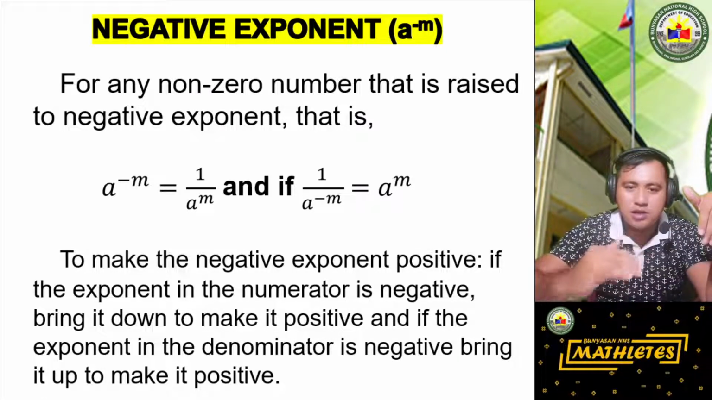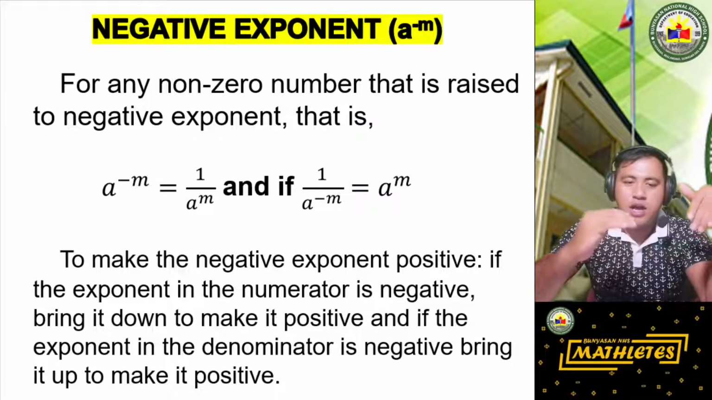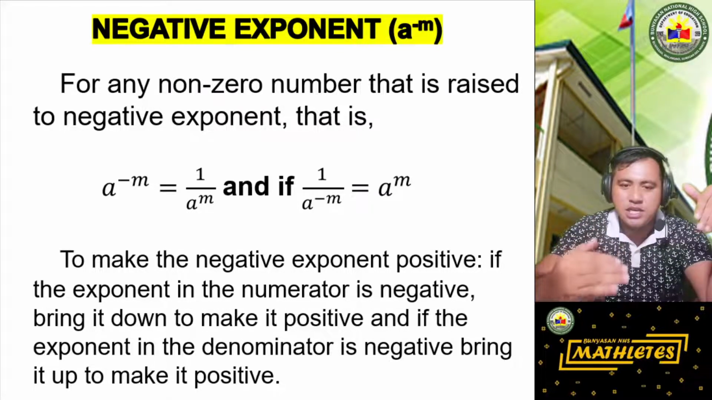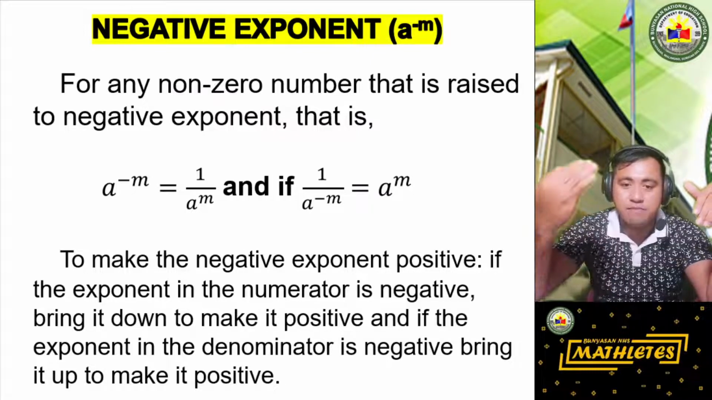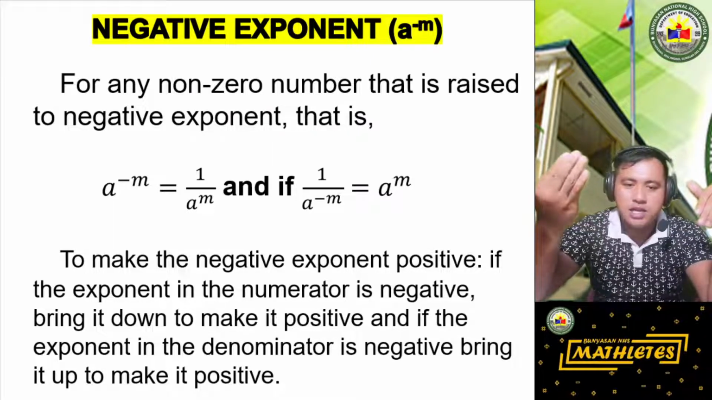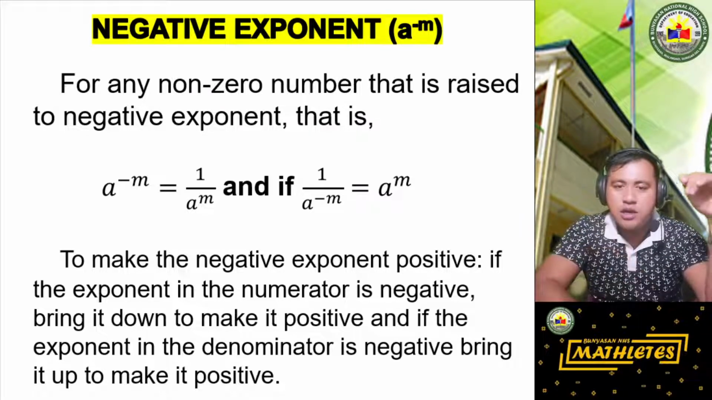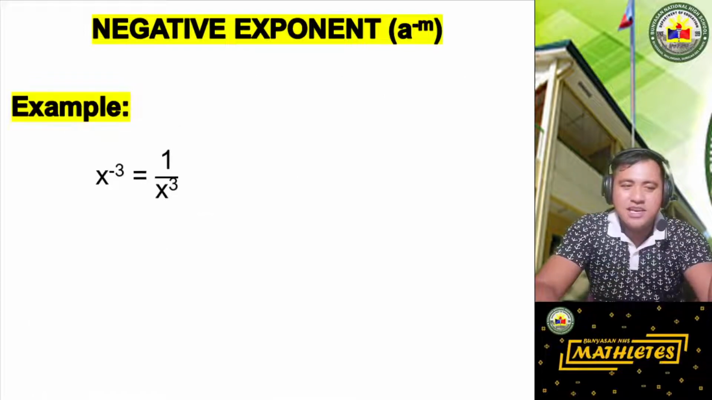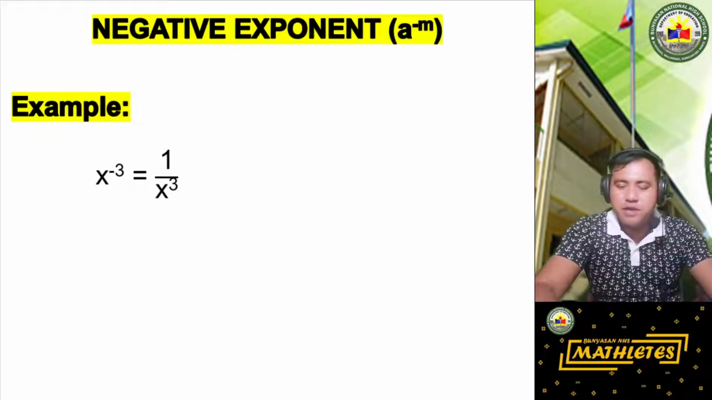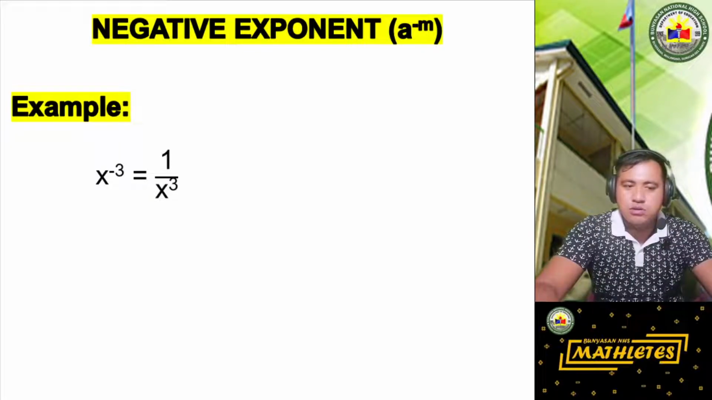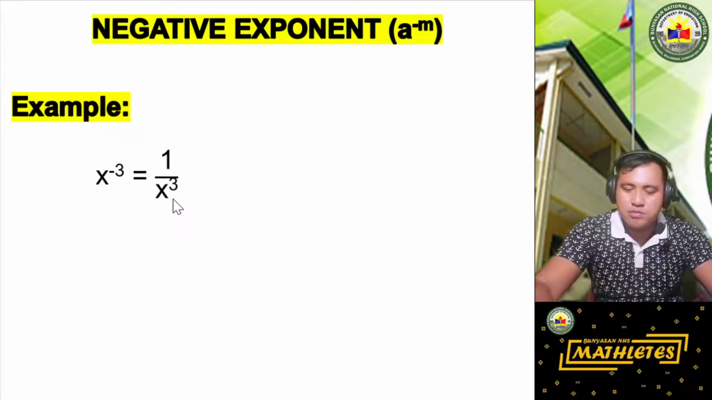Then, if the number has a negative exponent and it is in the denominator, you have to bring it up. Ilipat siya sa numerator para yung exponent niya maging positive. Okay? So, for example, x to the power of negative 3 is equal to 1 over x cubed. So, x to the power of negative 3 is in the numerator, so you have to bring it down to the denominator to make it positive.